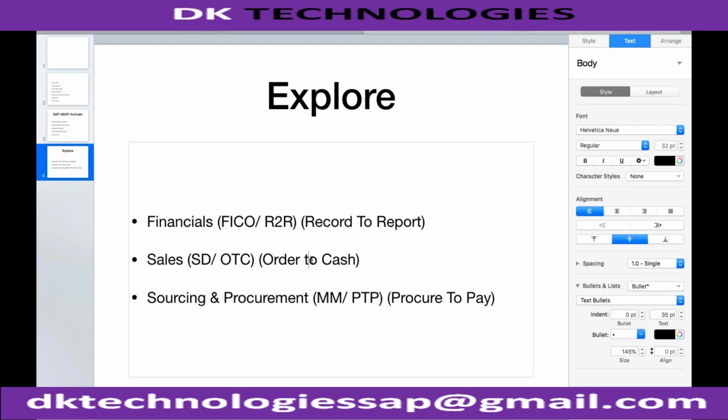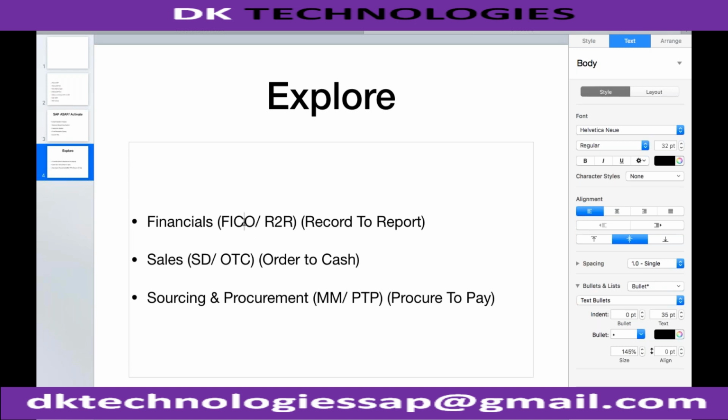One last question. If as part of this training I pick SD as my second module, would I get to understand the end-to-end life cycle of a sales order into shipping, pricing, billing, collections, and cash application? So your primary module is FICO, and you want to go for SD. Yeah, that's what I'm trying to clarify, because I wanted to specialize in order to cash. So if I pick order to cash, would I understand the end-to-end life cycle of order to cash across SD and FICO?